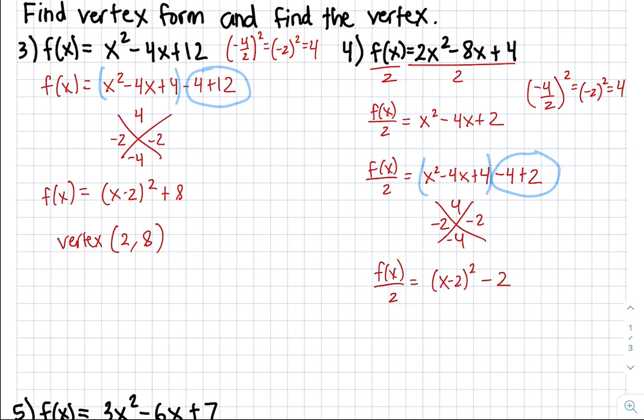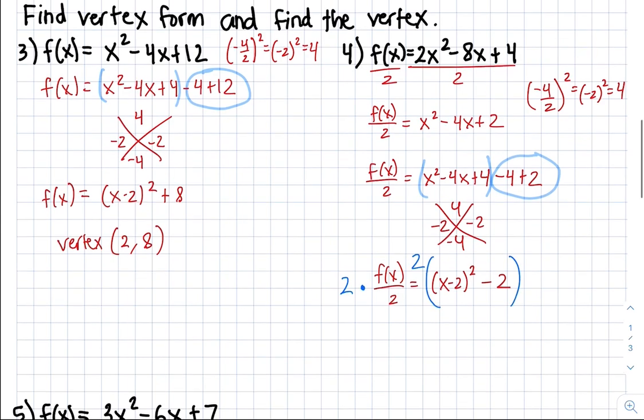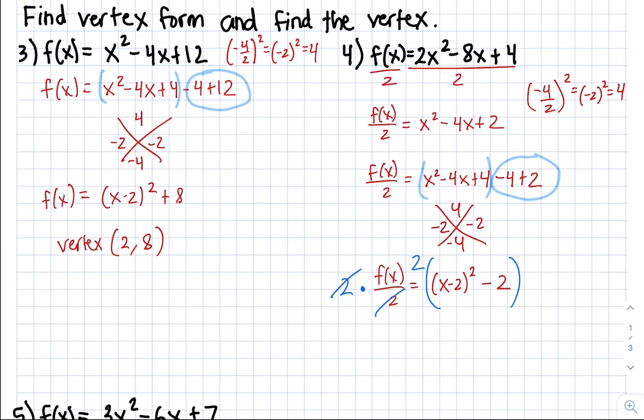Now, we're almost done, but notice we need this to just be f of x only. So we gotta multiply both sides by 2, because these will cancel. Now see this too, you guys? This gets distributed to both. So we're gonna get f of x equals.